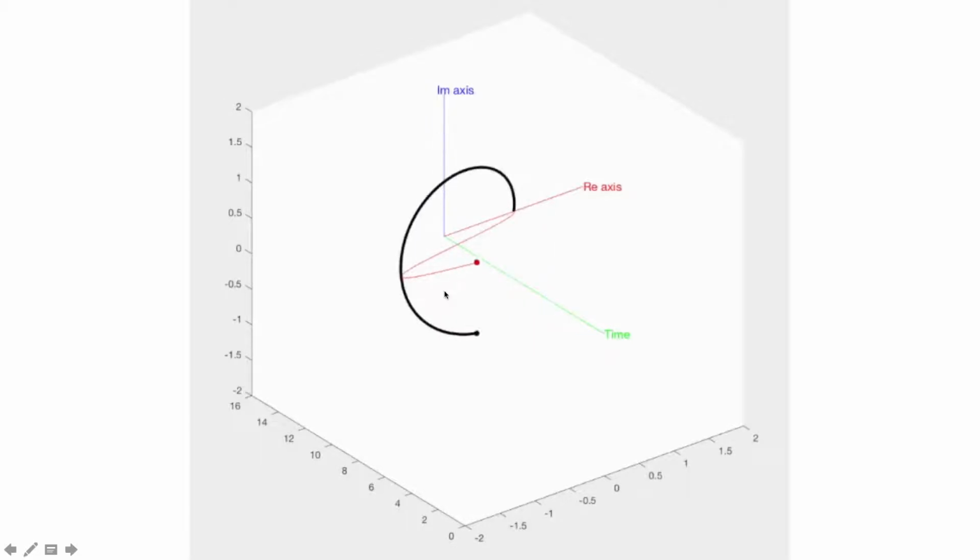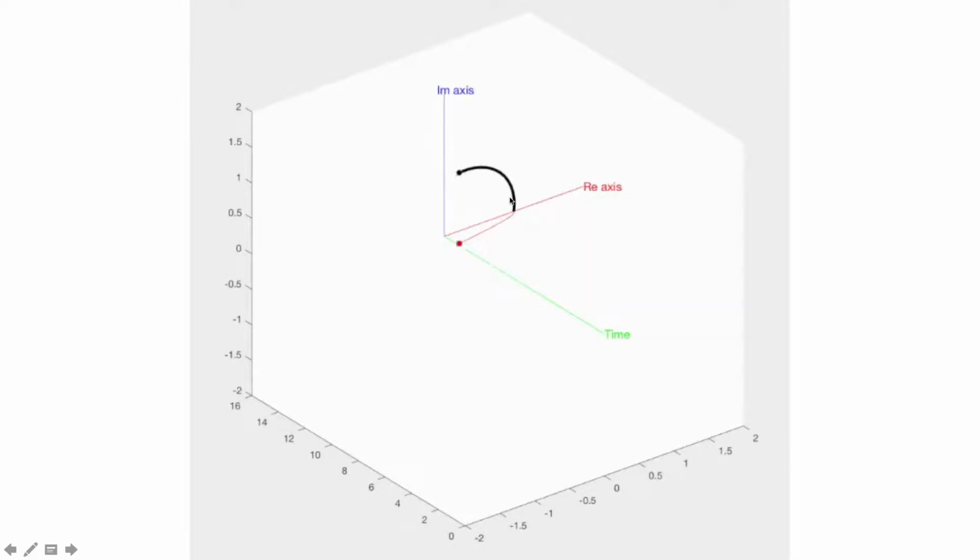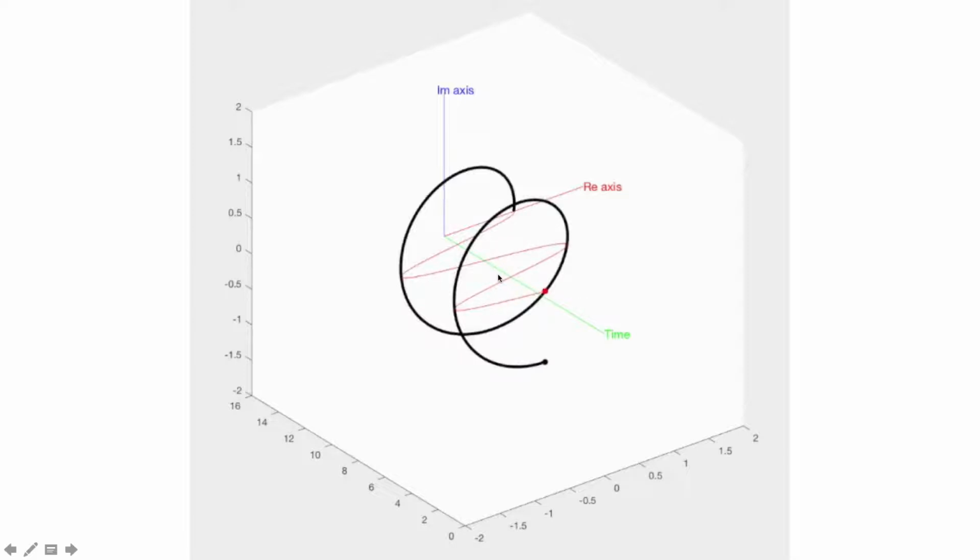The projection of the exponent e raised to j theta on the real axis time plane can be visualized as shown in the red diagram. The real component of e raised to j theta, or the real component of cos theta plus j sin theta, can thus be clearly seen as cosine of theta in the figure.